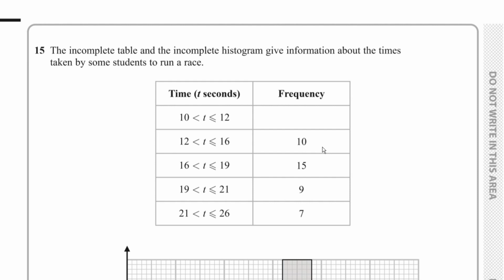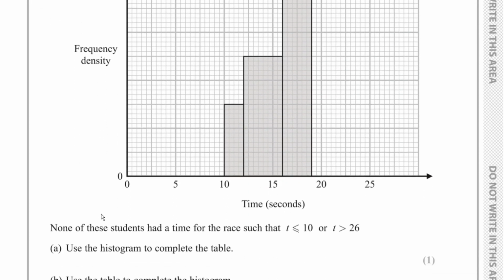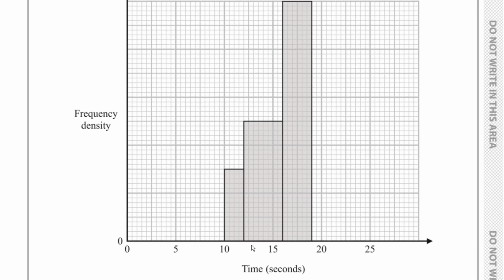Question number 15. The incomplete table and the incomplete histogram give information about the times taken by some students to run a race. That is shown here along with the histogram. None of these students had a time for the race such that t is less than or equal to 10 or t is greater than 26. Part A, use the histogram to complete the table.